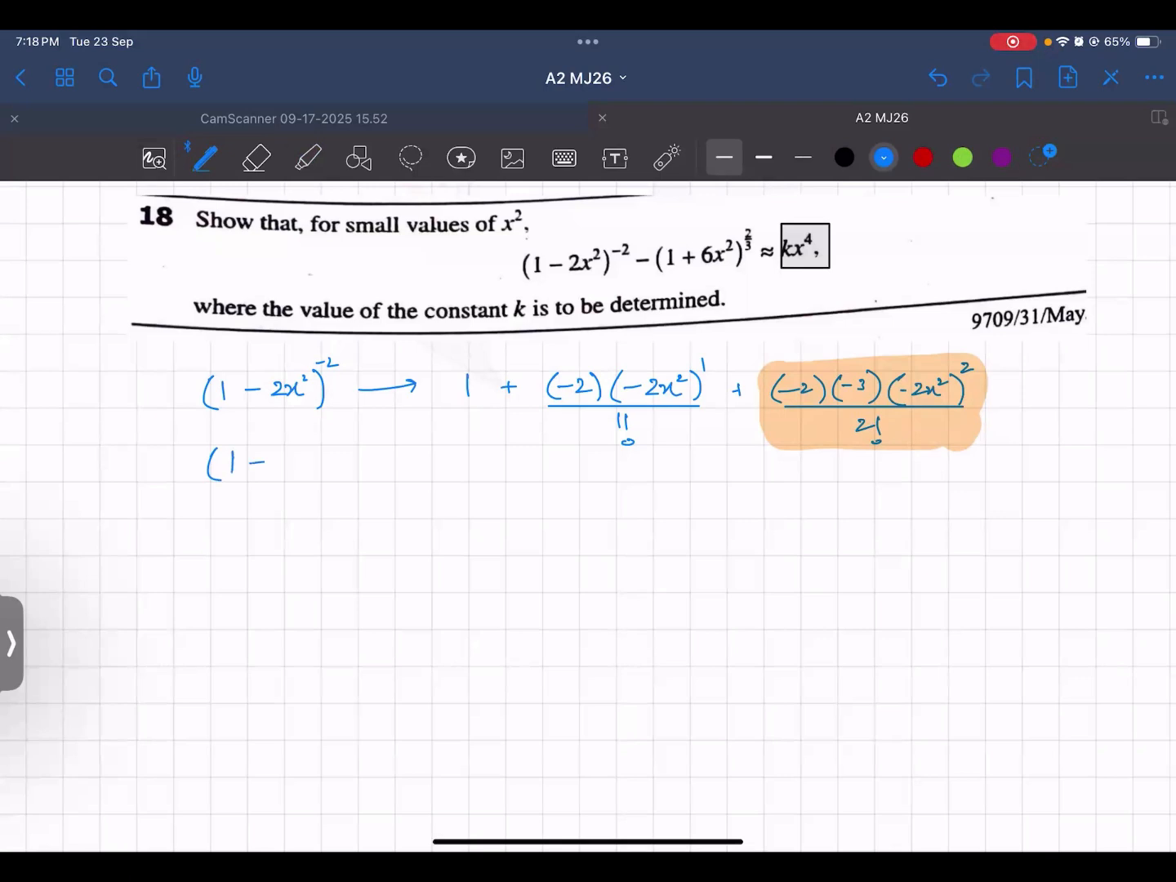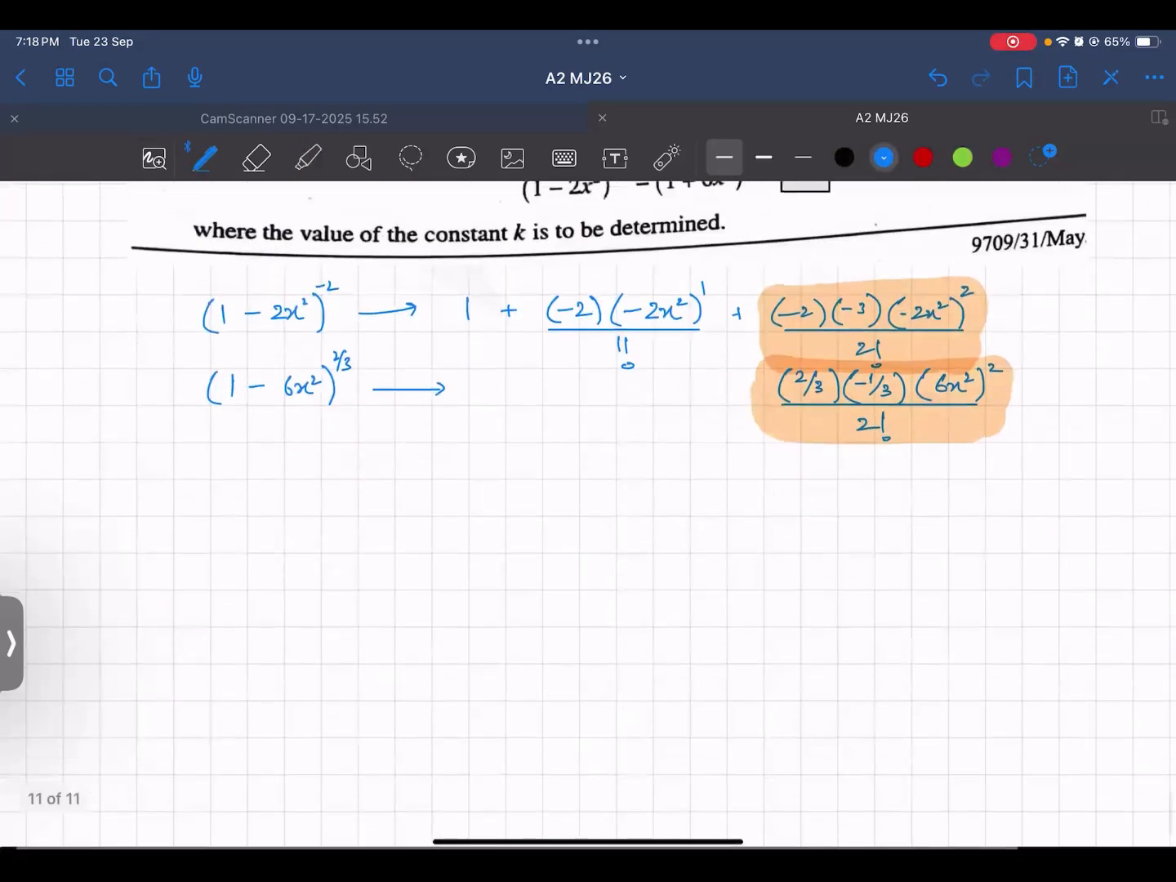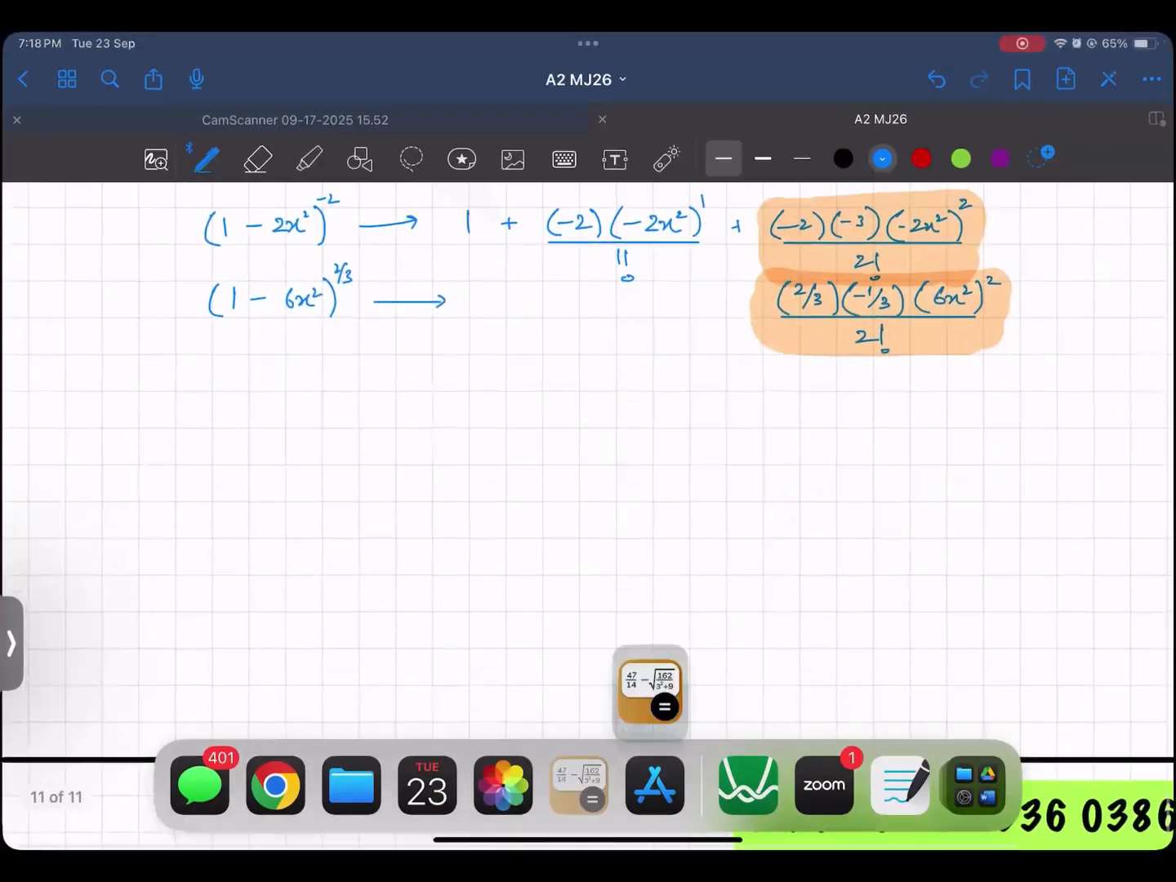Similarly, the second one is (1 minus 6x squared) to the power 2 upon 3. In this one as well, the third term will get you the x power 4. So the power n is 2 upon 3, and then n minus 1 is 2 upon 3 minus 1, which is minus 1 upon 3. And then you have 6x squared, whole squared, over 2 factorial. So these two terms are going to get you the x power 4. And now you separately simplify them both.